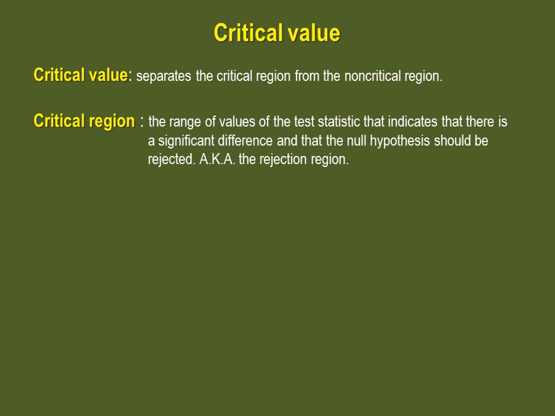Once you've chosen your level of significance, you must identify a critical value and as such a critical region. The critical value separates the critical region from the non-critical region. The critical region, also known as the rejection region, is the range of values of the test statistic that indicates that there is a significant difference and that the null hypothesis should be rejected. To find the critical value, you must use the appropriate table. For example, if the statistic you are using is the z-score, you must use the z-score table.